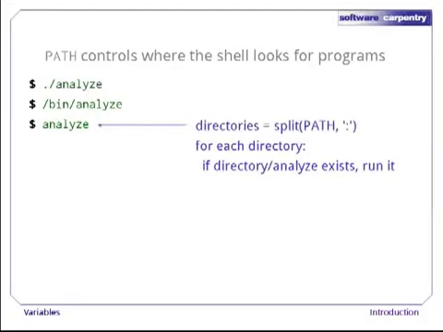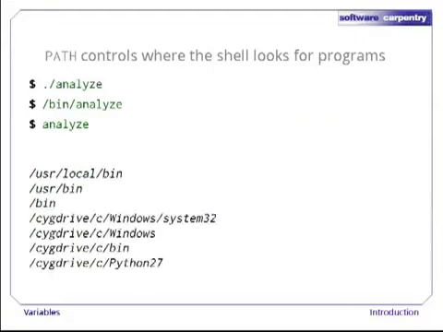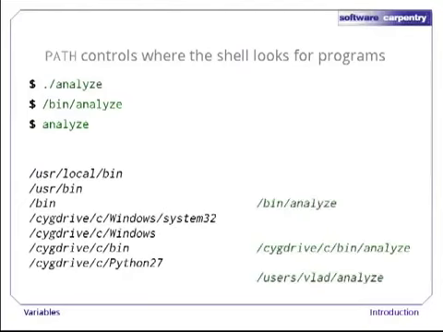The shell checks each directory in the PATH variable in turn, looking for a program with the requested name in that directory. As soon as it finds a match, it stops searching and runs the program. To show how this works, here are the components of PATH broken out 1 per line. On our computer, there are actually 3 programs called analyze in 3 different directories. Since the shell searches the directories in order, it finds the one in /bin, not either of the others. Notice that it will never find the program /users/vlad/analyze, since the directory /users/vlad isn't in our path.